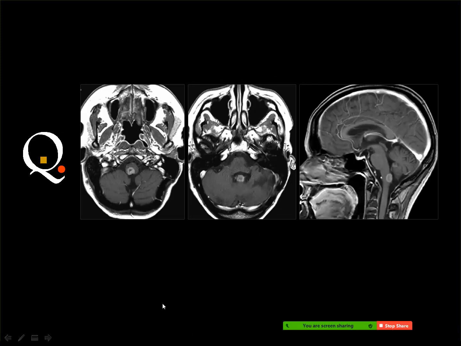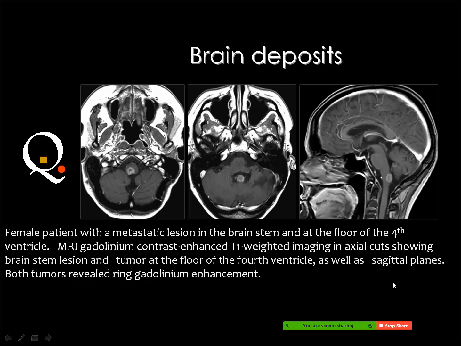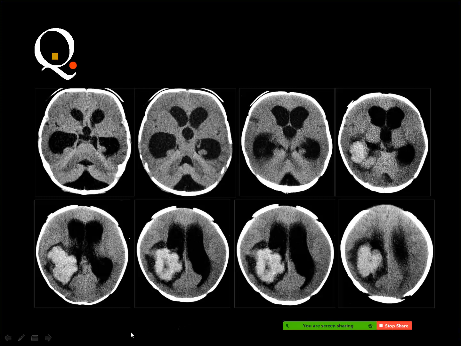In this case, you see the answer, and I would like you to look carefully that these are two different lesions. This lesion is in the medulla oblongata, and this lesion is in the floor of the fourth ventricle. Then two enhancing lesions, and this is a good finding for the diagnosis of metastatic deposits.